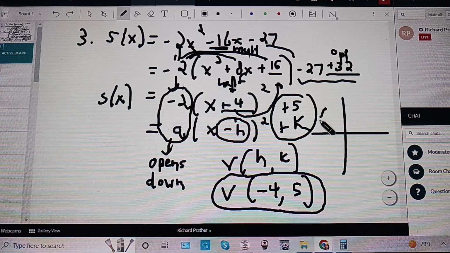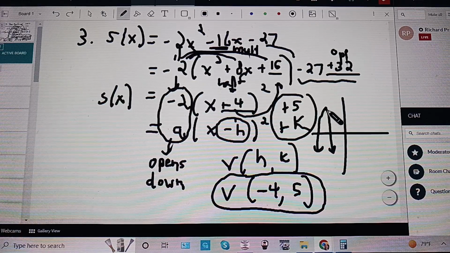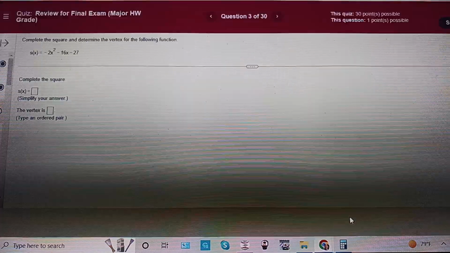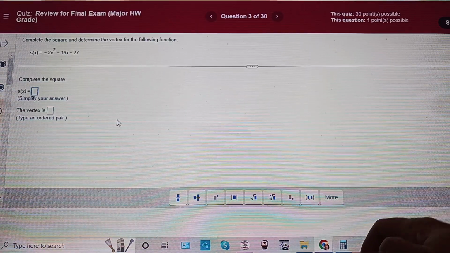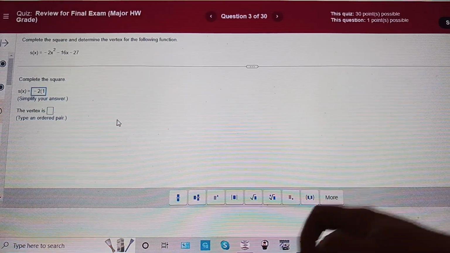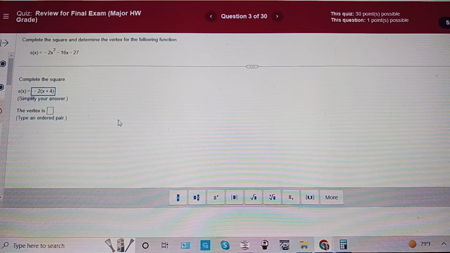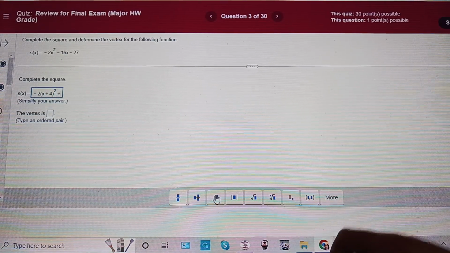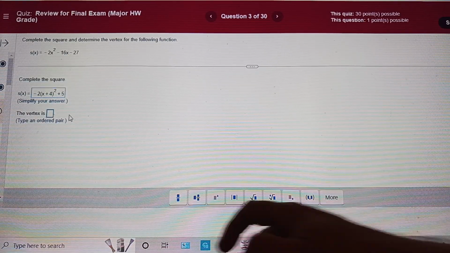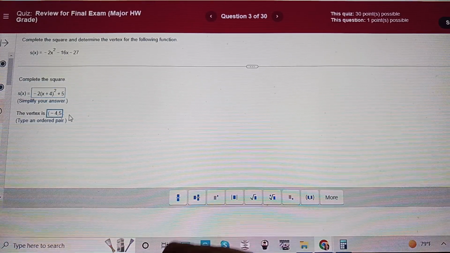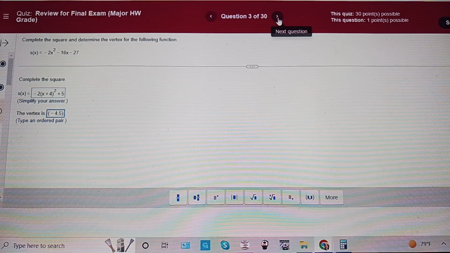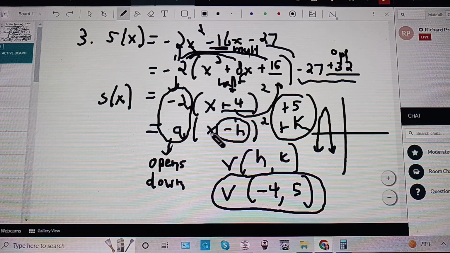The graph would open downward, and it would be thinner than normal because of the 2. In fact, if you went 1 unit to the right or left of the vertex, it would go down 2 instead of the usual up 1. So they want the format first, -2(x plus 4) squared plus 5, and then the vertex is (-4, 5). Check: -2(x plus 4) squared plus 5.